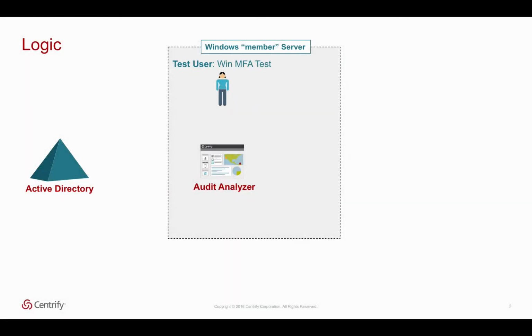Okay, let's see how we configured our various systems to support the Windows MFA for Privilege Elevation demo. Now, the logic behind my configuration is that in order to run Centrify Audit Analyzer and to see the session recordings within it, we need to grant two levels of privilege. One is within Audit Analyzer itself. We want to say that our test user, Win MFA Test, can look at sessions if he or she is a member of a specific AD security group.